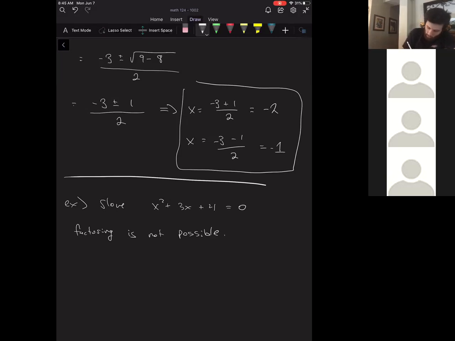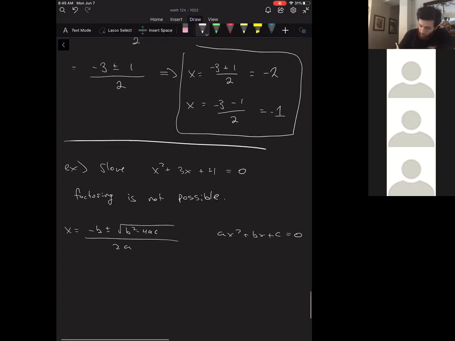So again, the quadratic formula, we know that x is just going to equal negative b plus minus square root b squared minus 4ac all over 2 times a. And we have ax squared plus bx plus c is equal to 0. So in our problem, our a is 1, the number in front of x squared. Our b is 3, the number in front of x. In this problem, our c is 4, just the number at the very end. So let's just plug all those into the quadratic formula.